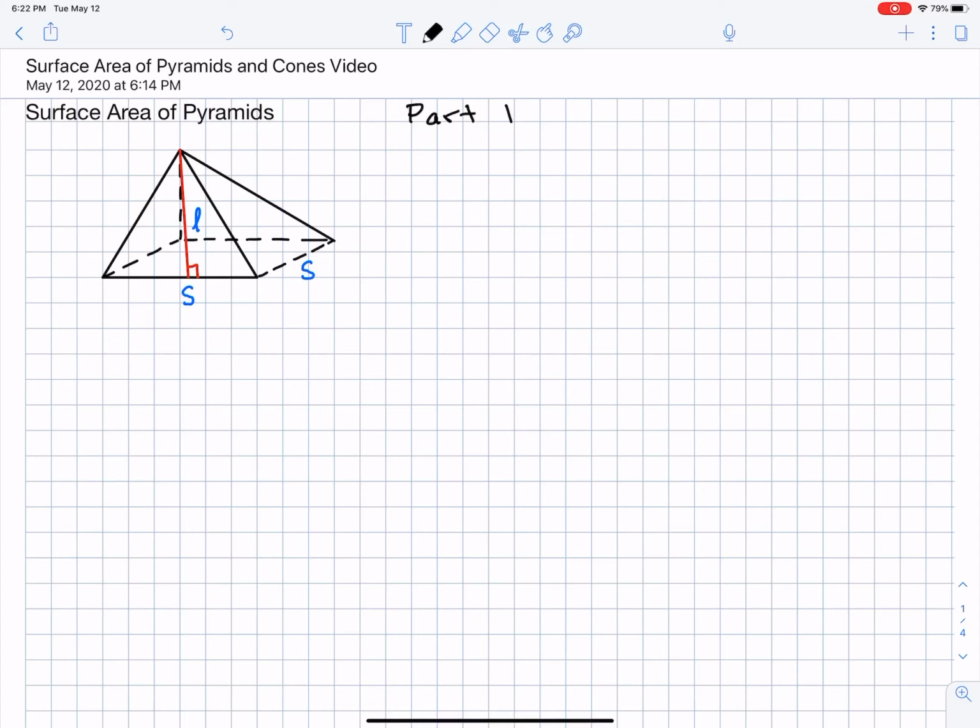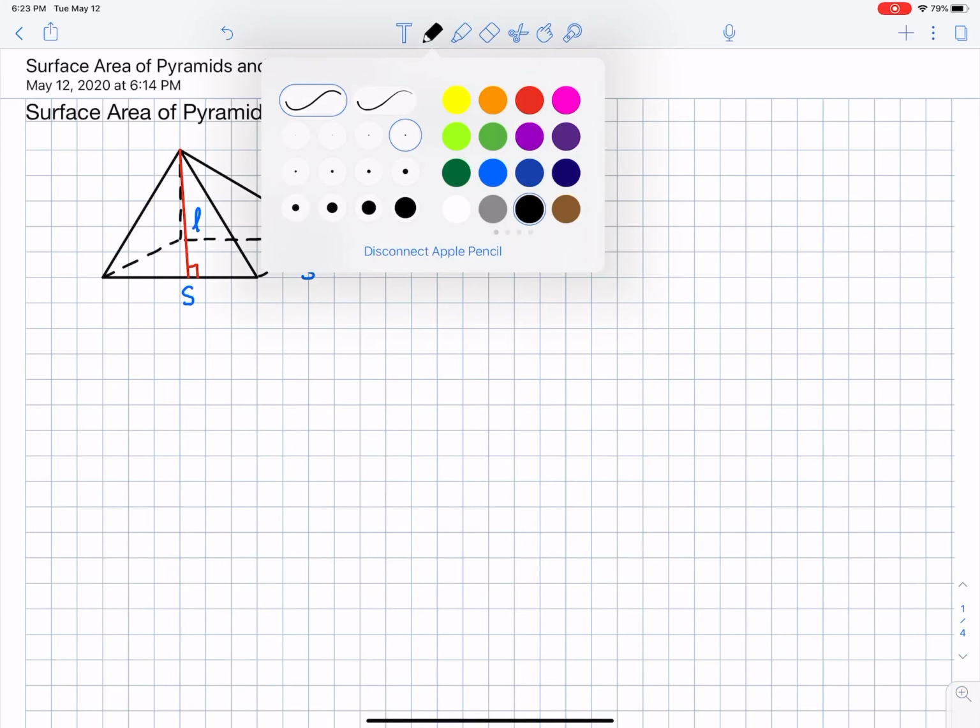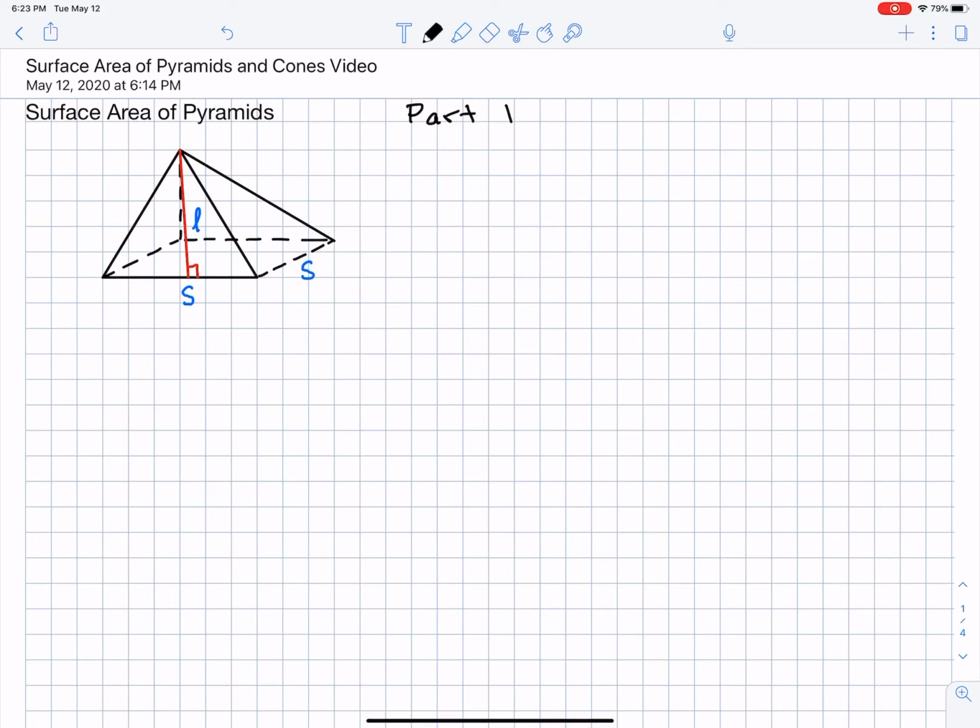And if you think about what we did before, when we talked about cylinders and prisms, we unwrapped it. So we're going to do the same thing here. Okay, so we're going to unwrap this again here. So I'm going to kind of put this together. So I'm unwrapping this.